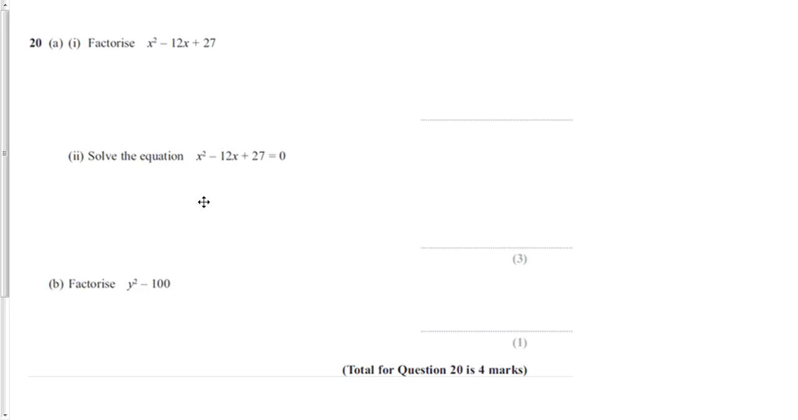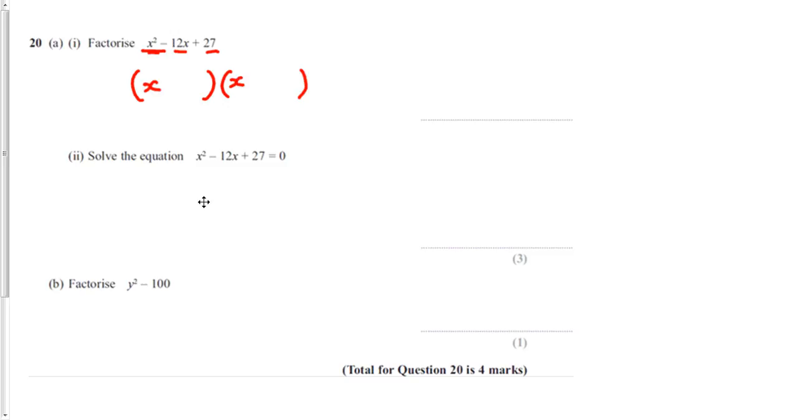Okay, so the next question, 20, is all about factorizing quadratics. Now, as you should know, factorizing means put into brackets, and because we've got an x squared, a number of x's and a number, that means we're going to put it into two brackets. So we open up the two brackets, and the first thing is what multiplies together to make x squared. That's always going to be x and x.